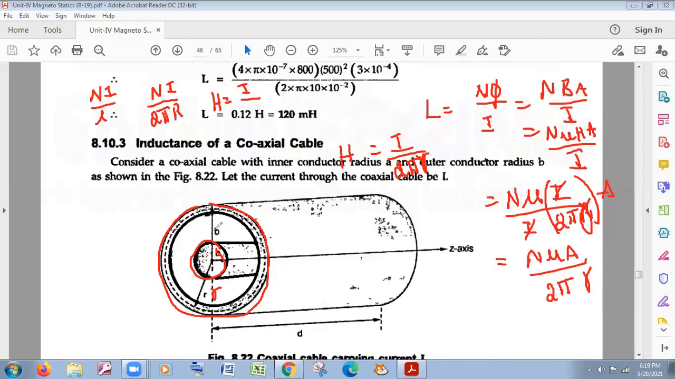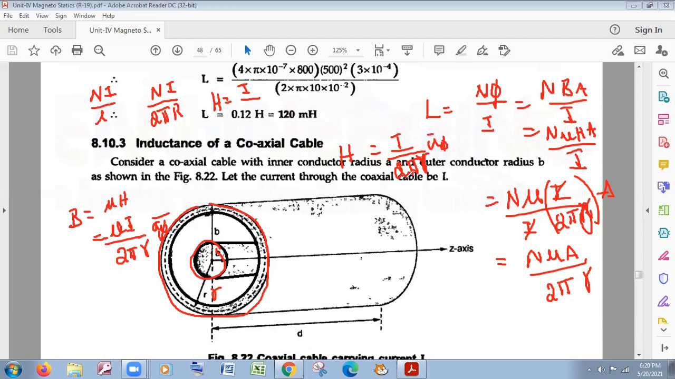Or, in terms of the radius of b and the radius of a, whatever we derive, with the inner radius R1 and outer radius R2, we get ln of R2 by R1. Now for the coaxial cable, B is equal to mu into H, that is equal to mu into I by 2 pi r, in the phi direction, A phi bar. Here also the A phi bar is there.